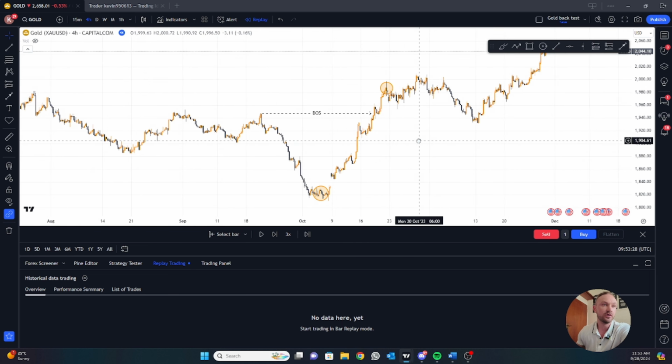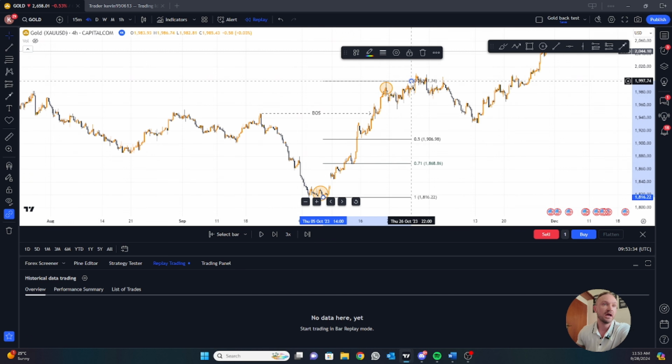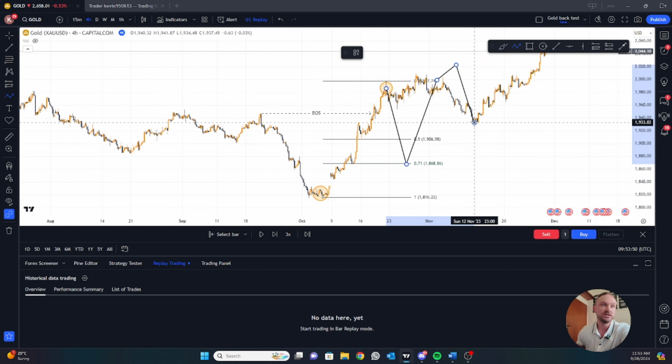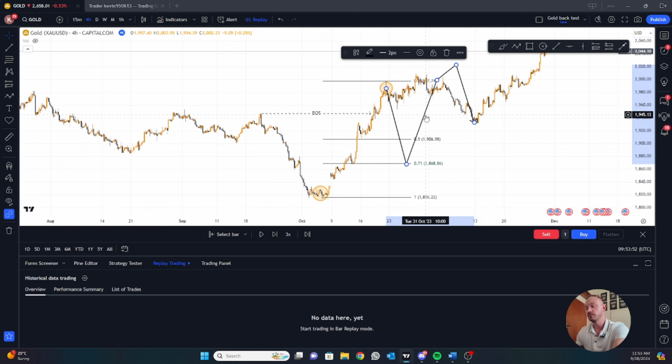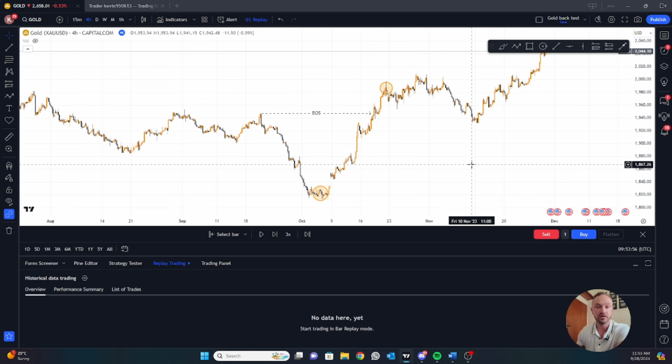Once I've created a new high, I can then draw my Fibonacci from the lows to the highs, and then I will wait for the market to do a retracement from that high to the 71%, and then I'll enter the trade, and then I will hold it until the next high. So basically that's the strategy. Let's go through it together.